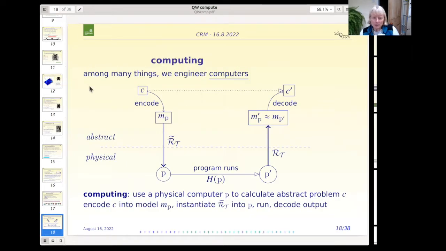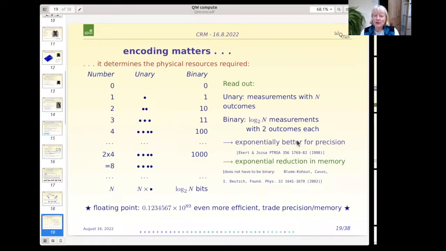So here's our computer diagram again, and we want our quantum walk. If it's going to be an experiment, it's going to sit down here. And then our theory of quantum walk will be how we map it here and how we map it here. But then we need to do some encoding here and decoding. And encoding matters a lot to efficiency. It determines the physical resources we require.